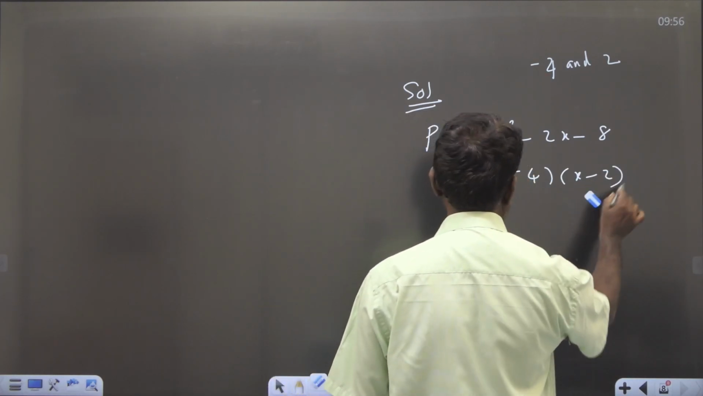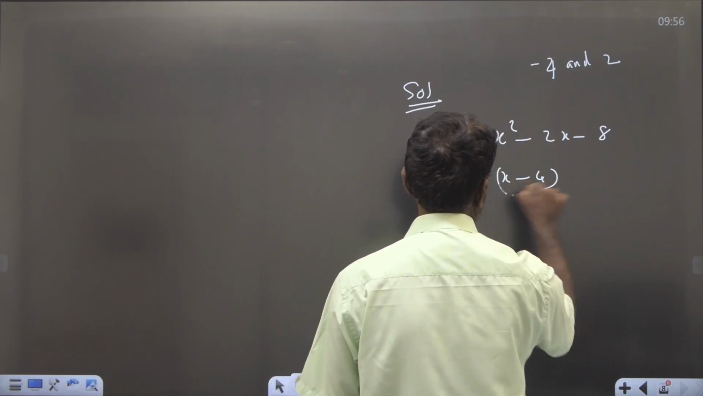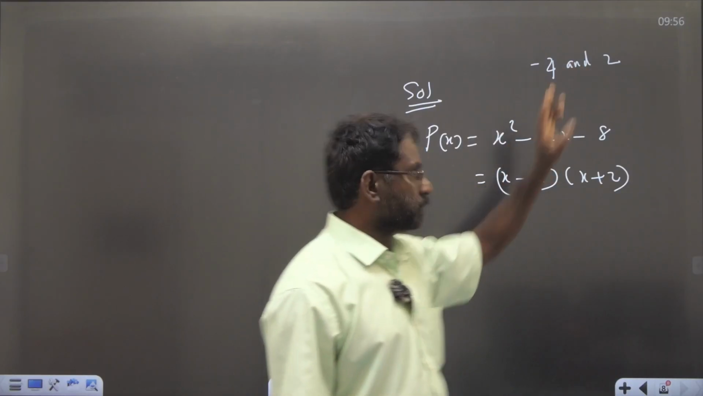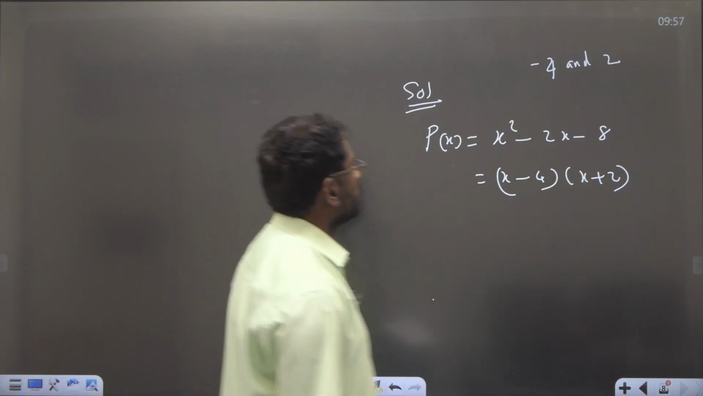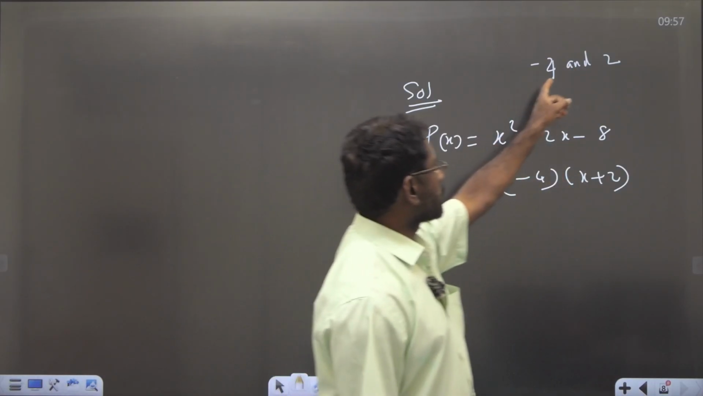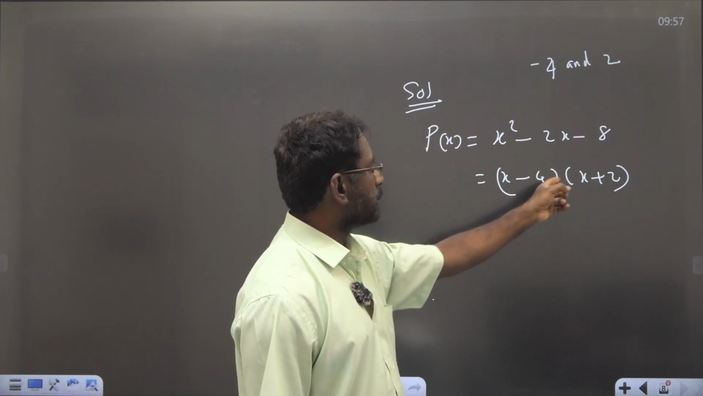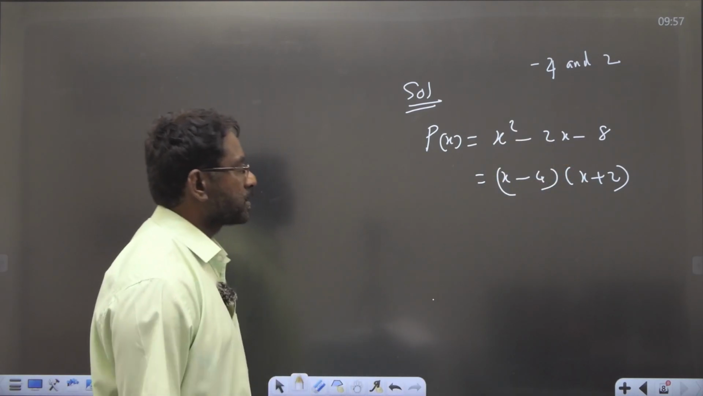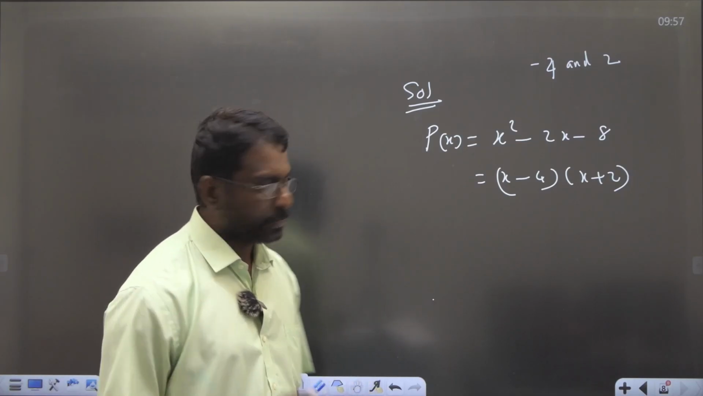So this can be x minus 4 into x plus 2, with minus 4 and plus 2. Assume two numbers whose product is minus 8 and sum is minus 2. It is very clear that the numbers are minus 4 and 2. So x minus 4 into x plus 2 will always be x square minus 2x minus 8. So these are the factors.